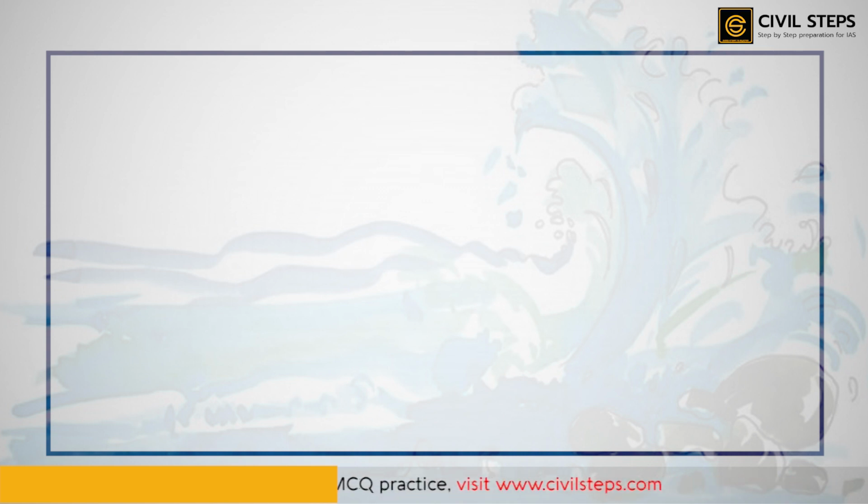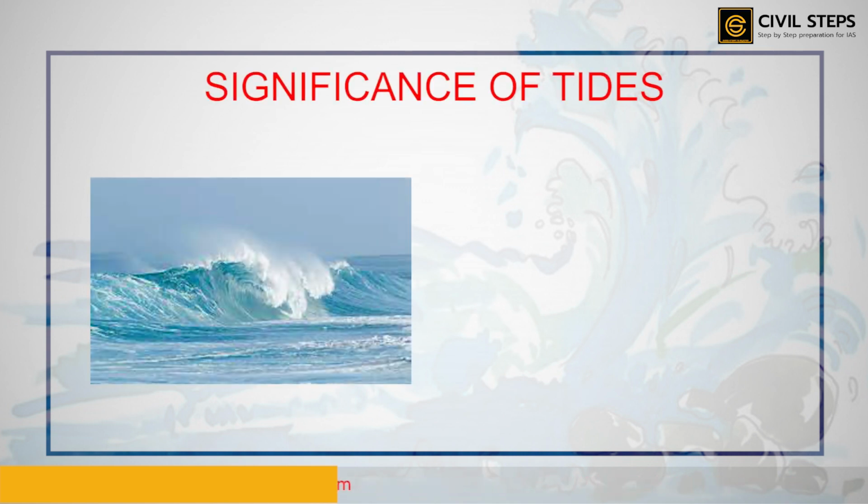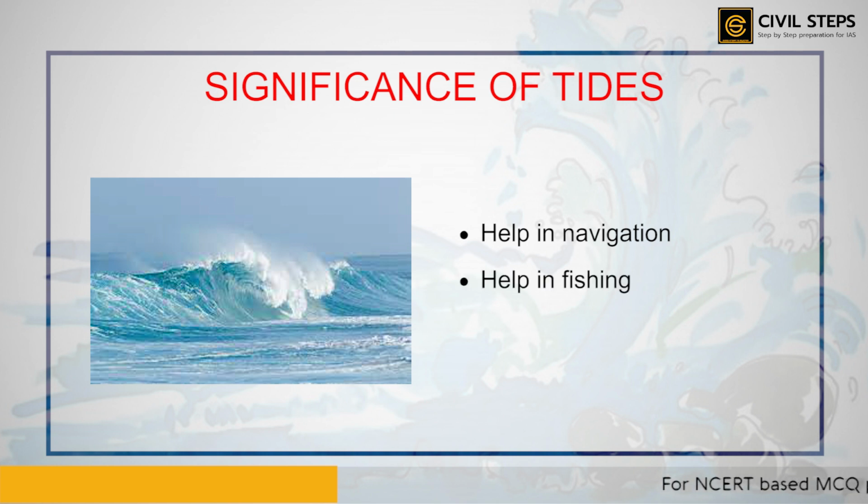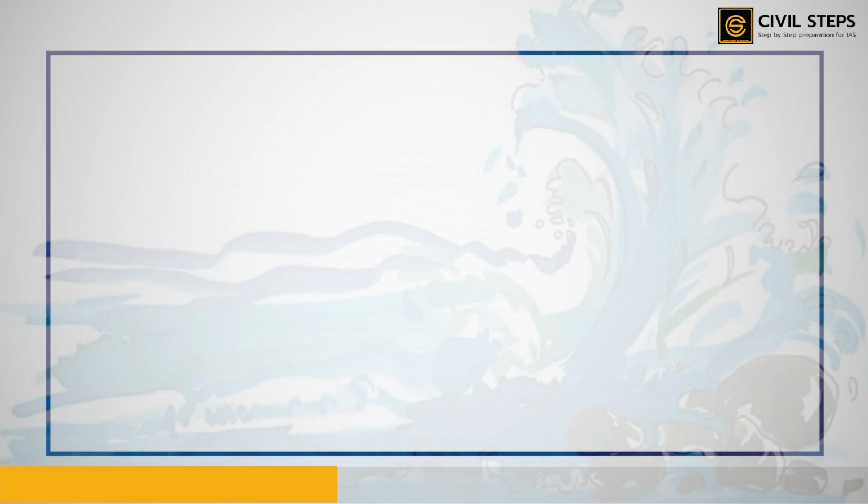But what is the importance of these tides? High tides help in navigation. They raise the level of the water close to the shores, which helps ships arrive at the harbor more easily. Secondly, high tides also help in fishing. Many more fish come closer to the shore during high tide, which enables the fishermen to get a plentiful catch. And the rise and fall of water due to tides is also used to generate electricity in some places. So this was about the tides.